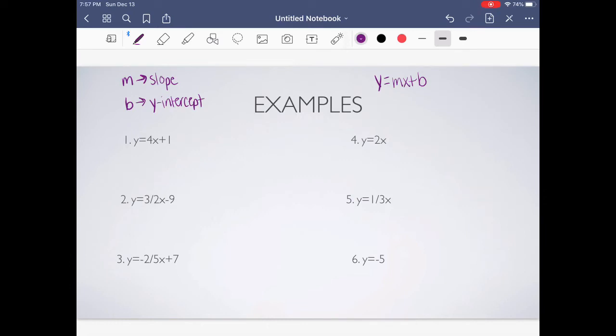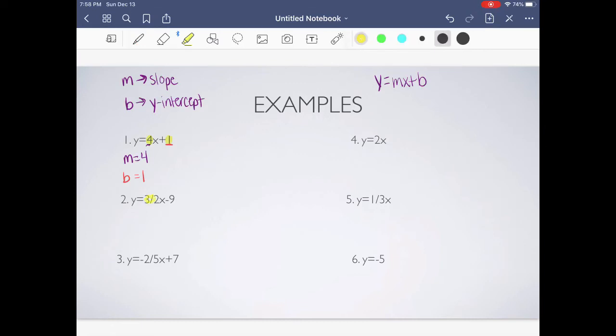So our first example is y equals 4x plus 1. Our two numbers we have in this equation are 4 and 1. The number that's next to our x is always our slope. So m is going to be 4. Our slope is 4 because it's next to our x. The number that is our constant, that's by itself, is always our y-intercept. So b is 1, since 1 is by itself.